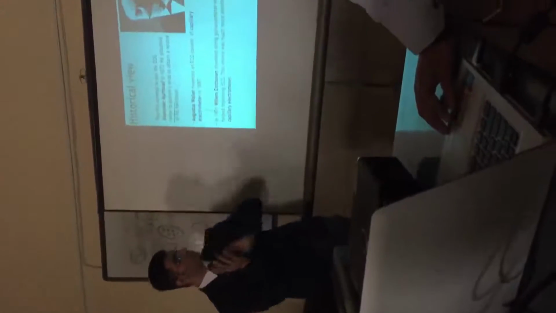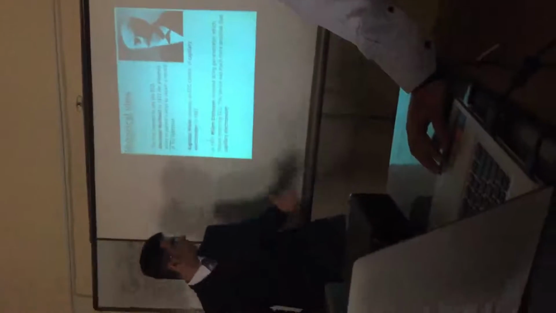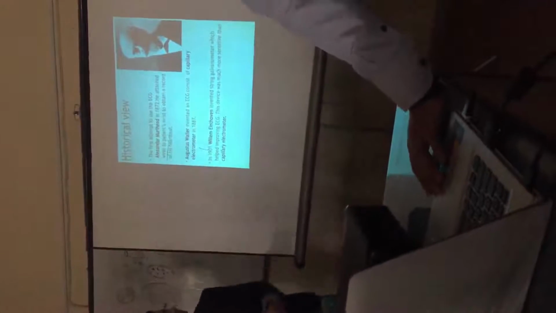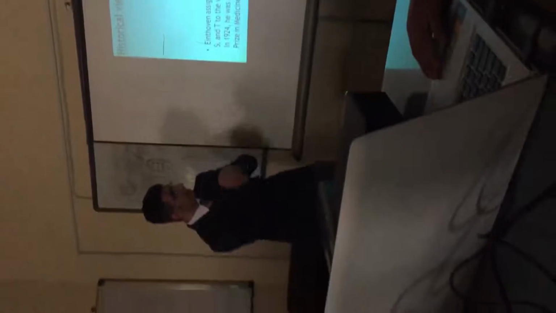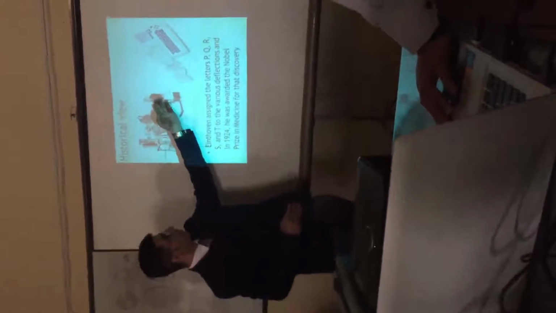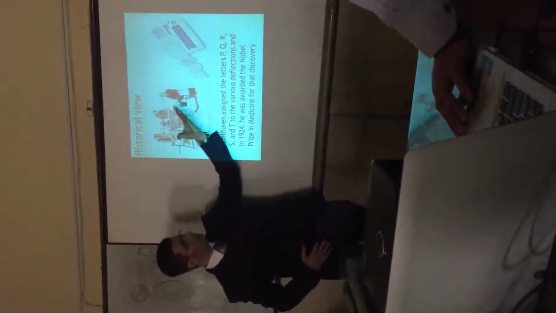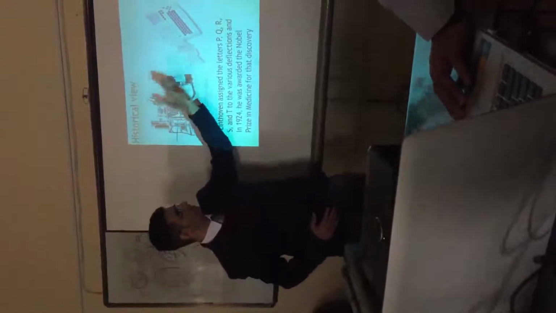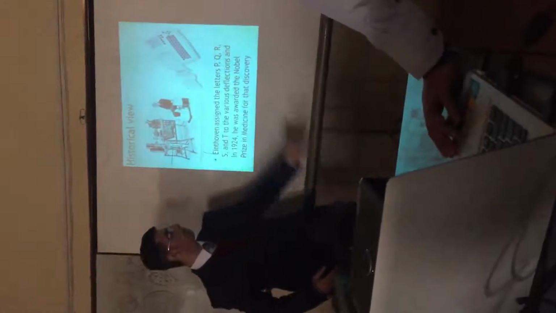Why was this an initial breakthrough? This is because this device was much more sensitive than the capillary electrometer invented by Augustus Waller. Not just that. Einthoven assigned the letters P, Q, R, S, and T to the various deflections of the heart in 1924. Then he was awarded the Nobel Prize in medicine for his discovery. Here is Einthoven and his big ECG. It's really huge compared to the nowadays ECG, so small, maybe portable.